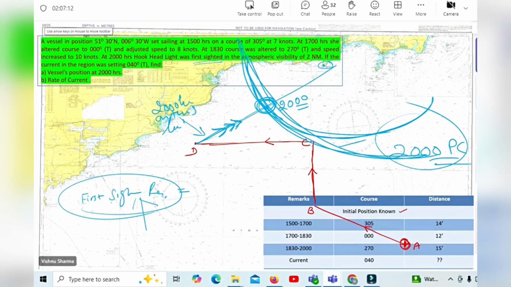How will we get the radius? Rahul, can you tell me in this case? How will you get the radius of this circle that I have drawn? Tell me quickly, Rahul. Sir, it is given in the question, 2 nautical miles is the visibility. So we'll draw a circle. Tell me the procedure for getting the radius. What is given in the question, I can also read. How will I get the radius? Tell me.